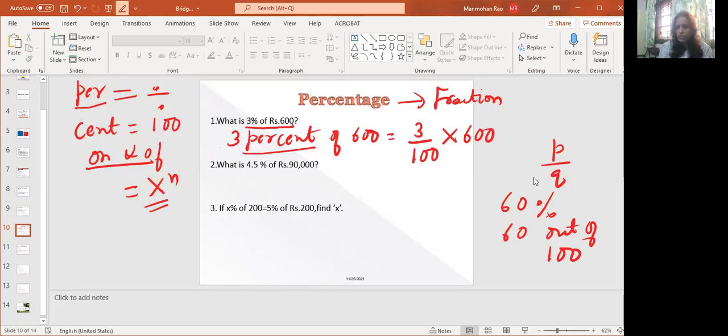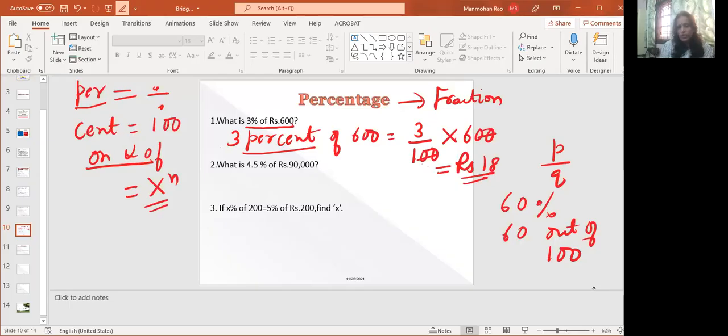Okay, so 3 by 100 into 600. How much? You can write it in the chat box. How much is it, ma'am? 18. 18? So 18 rupees is the 3% of 600. Okay. So you can use the chat box to give your answer, and you have to answer quickly so that we can solve and understand the concepts more clearly.